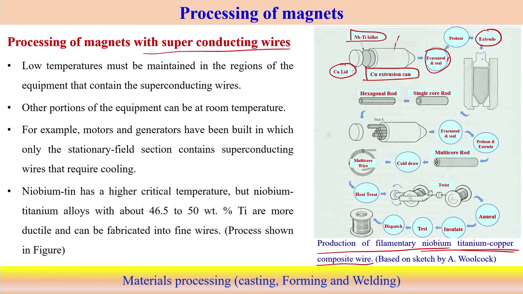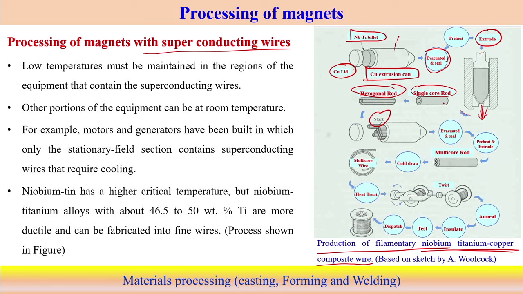One extrusion operation means you apply a load, and the material passes through this small diameter cross section of the die. Extruded here, we get the single core rod. We can create the single core rod through the extrusion process. Then from the single core rod we create the hexagonal rod, and then we stack several hexagonal rods within the container.